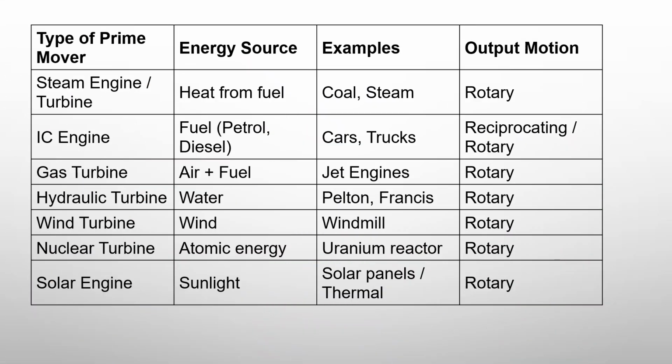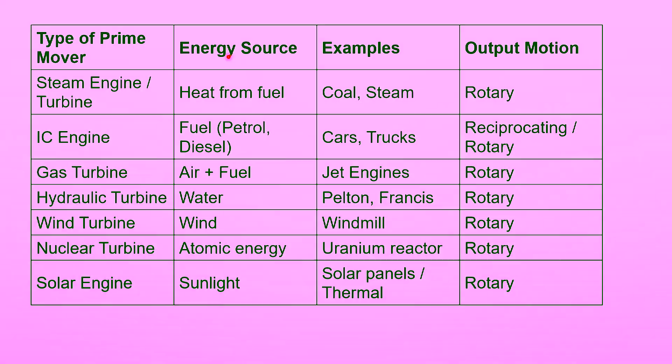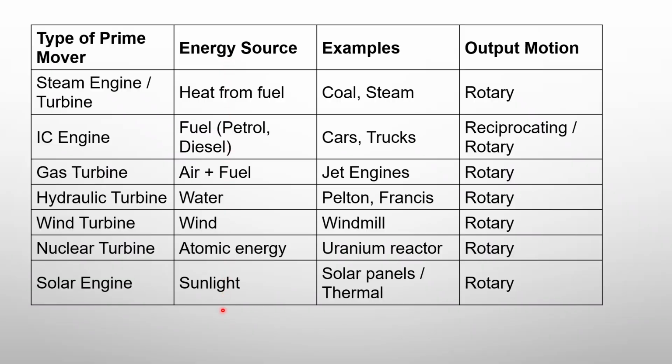Now in summary, what we can see here is the list of prime movers that can be used. The second column is where the energy source is available. The third column talks about the different examples where these prime movers are used. And the fourth one is the output motion, that is ultimately the mechanical energy.